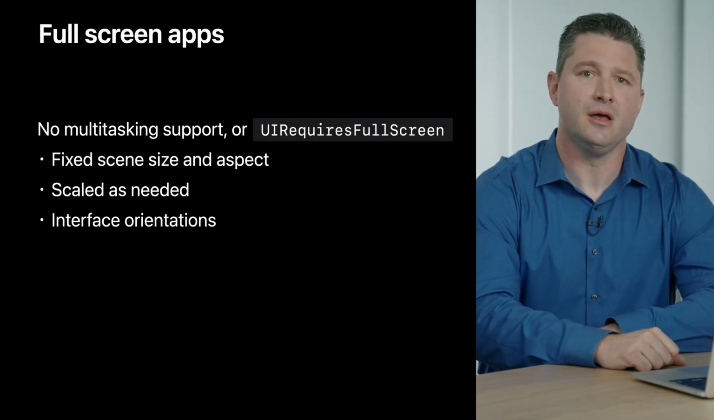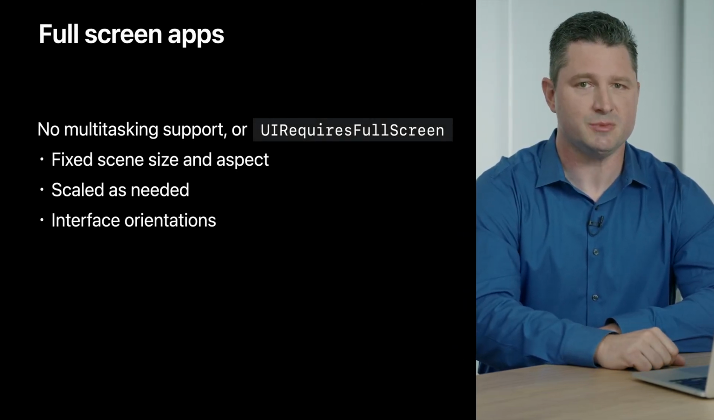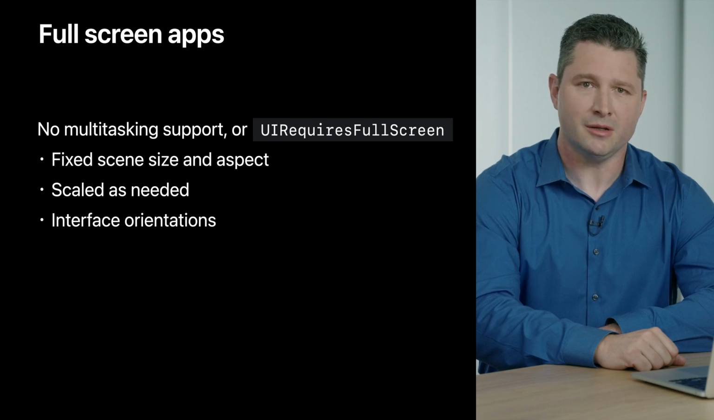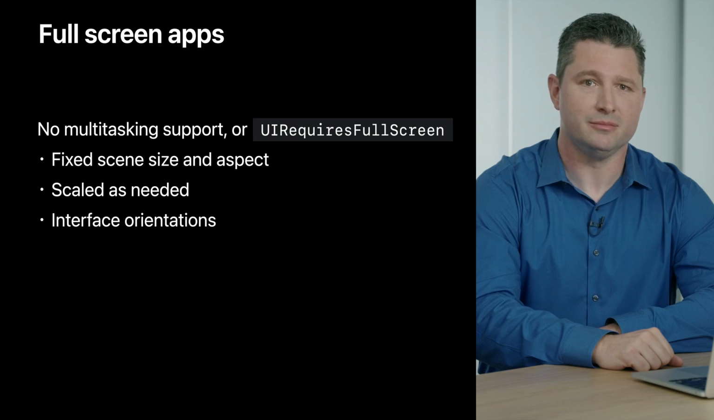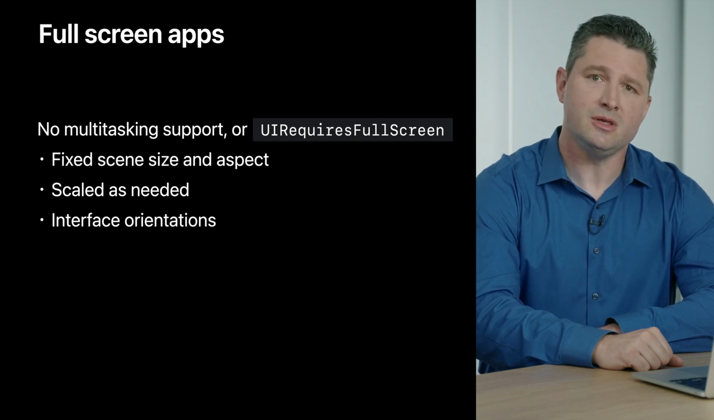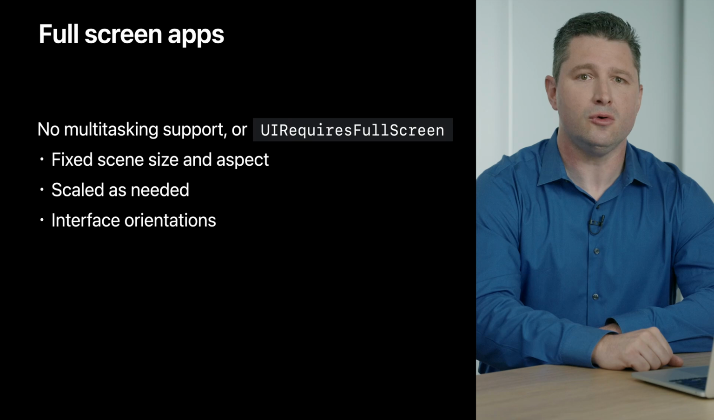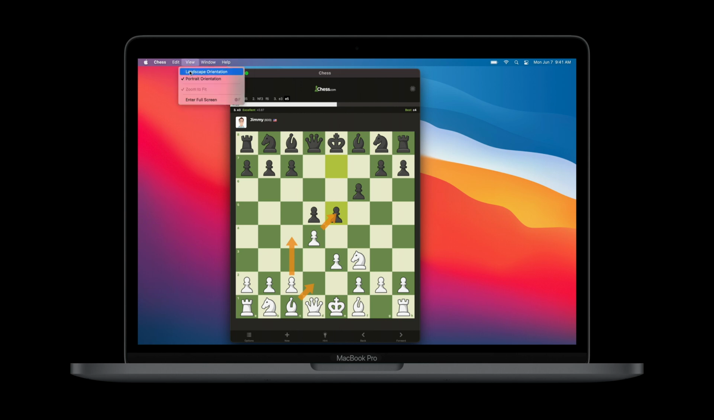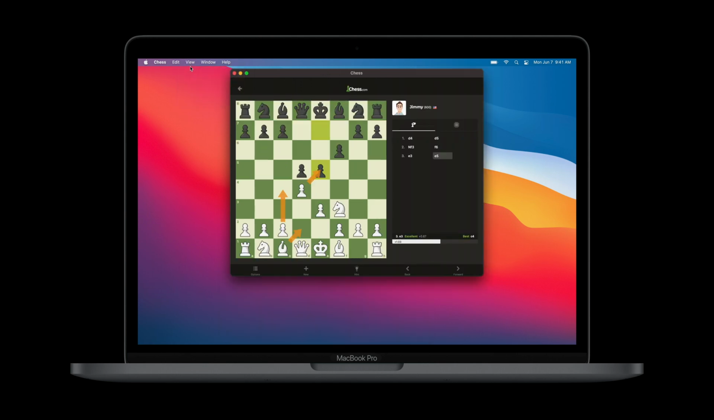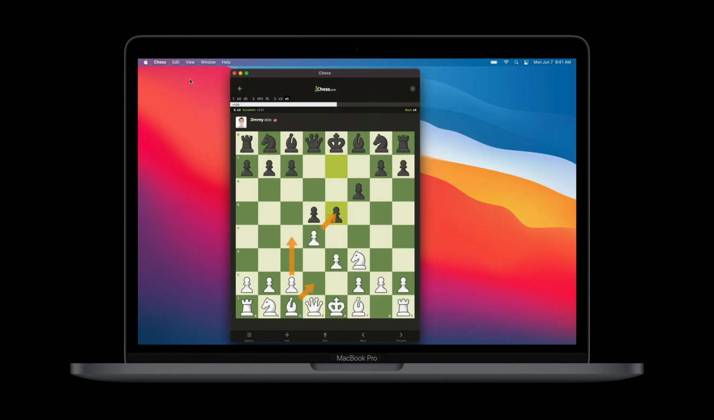If your app expects to be in control of the entire screen of the device, we will use a fixed scene size and aspect ratio. But window contents may be scaled up or down as needed in a way that is transparent to your app. And if your app supports multiple user interface orientations, the window orientation can be changed using the automatically added menu bar items or by dragging the edges of the window. Here, I am using the menu bar items to change the orientation of the chess.com app, and the user interface adapts to make optimal use of each device orientation.